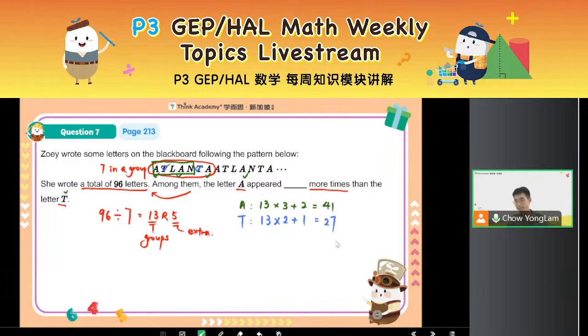27. Okay, now can anyone in the chat type out what is the final equation that I need to do? How many more A's are there than T? Okay, calculate carefully, yeah?